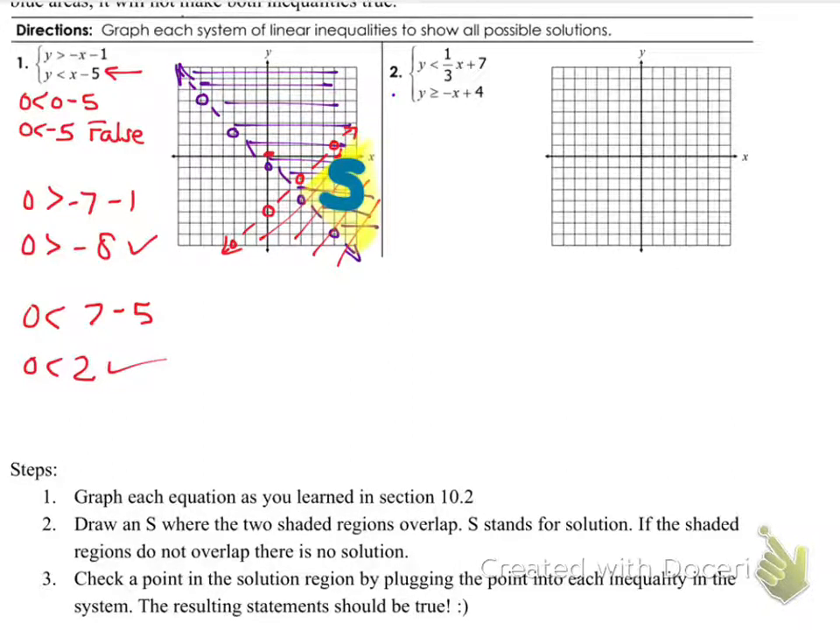And then go ahead and do the same exact process on this one. I'm seeing an inequality symbol without an or equal to sign, so I'm going to make sure that I do not fill in my dots. And then the slope is 1/3. Dotted line. Test the point 0, 0. Is 0 less than 7? Yes, it is. Shade on the side with 0, 0.